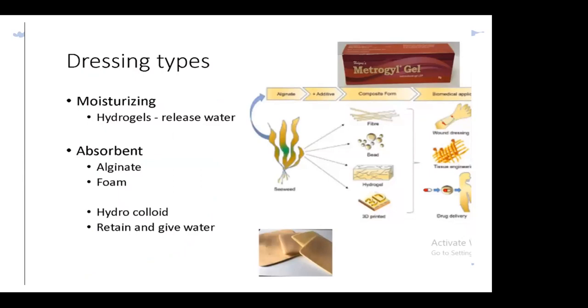So, dressing types. I propose there are these two dressing types: moisturizing dressings and absorbent dressings. There are special dressings and all that, it will come later. Moisturizing dressings means they give water. Hydrogels, or any hydrogel like your expensive Intrasite or whatever, they are like 99% water. They give water. Then there are absorbent dressings like alginates, foam dressings.